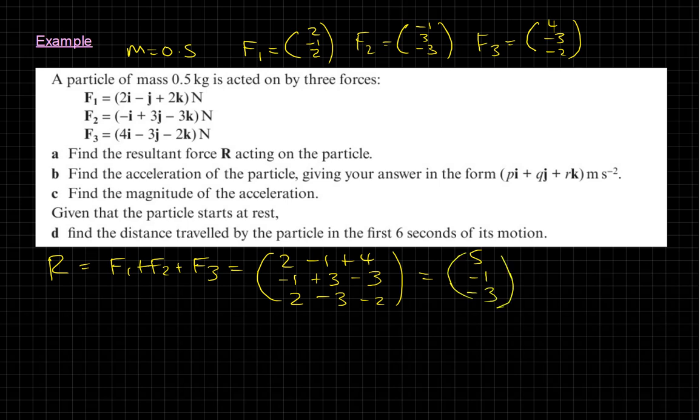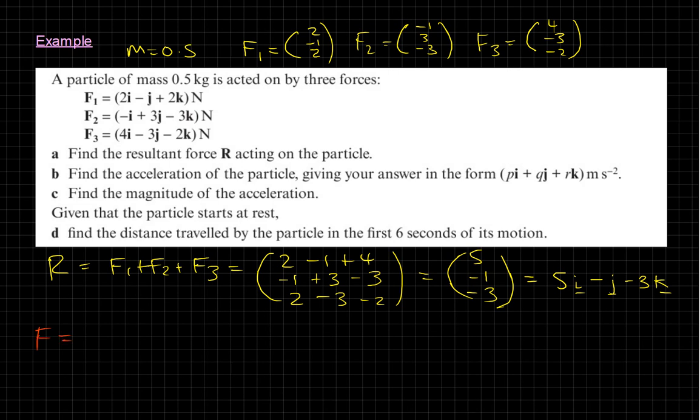To be safe, let's keep it in terms of the same notation as the forces were given in the question. So we're going to go with 5i minus j minus 3k. Right. Find the acceleration of the particle, in other words, giving it in ijk notation. Right, so find the acceleration.